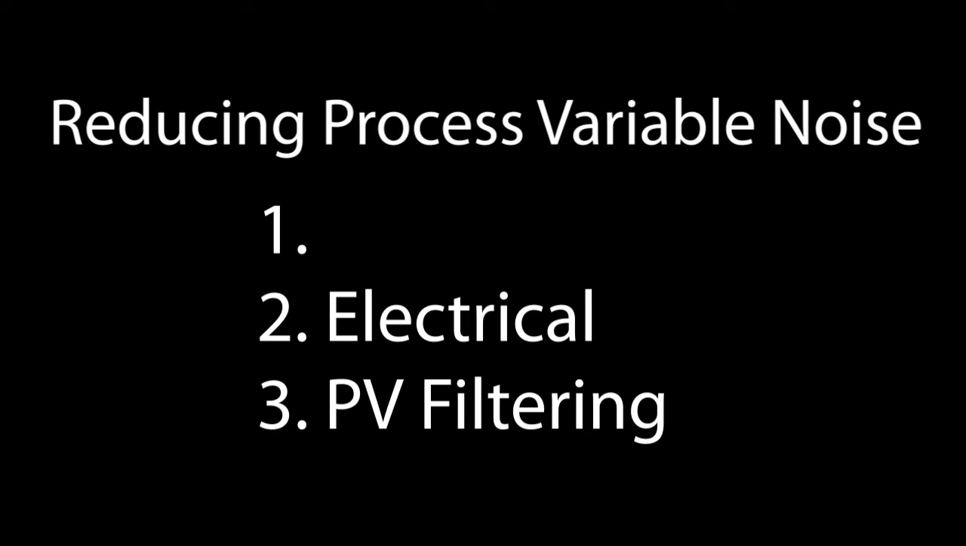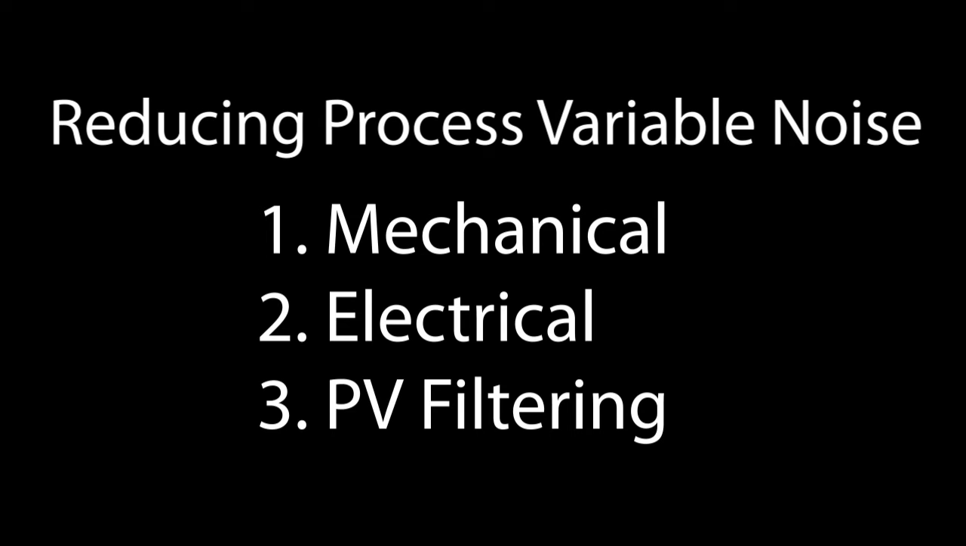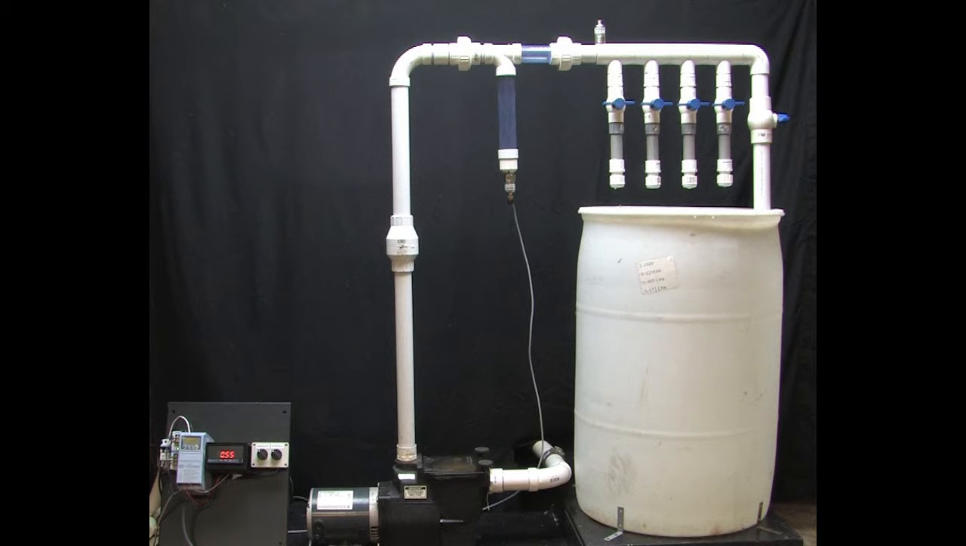Finally, the number 1 thing you can do to reduce process variable noise is to design your system mechanically to minimize the noise. For example, did you notice that in all of our videos we were using this sensor at the bottom of this stub? Why did we do that?